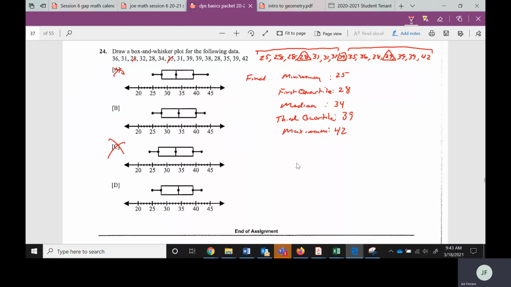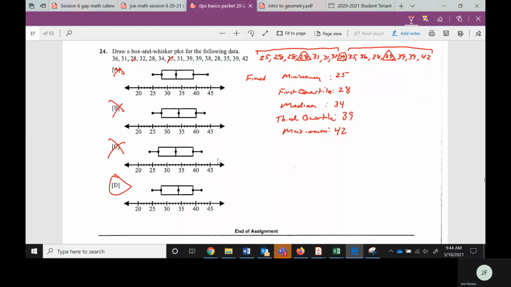34, 34. Good. Third quartile 39. This is at 40. This is 1 over 39. So this is at 40. That's out. So our answer should be here. Just make sure the max is 42, 42. So that's our answer. Okay.